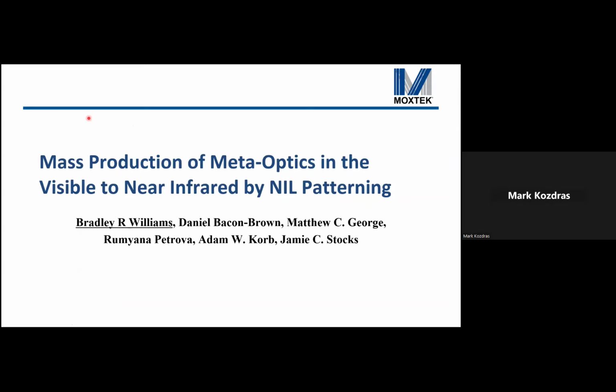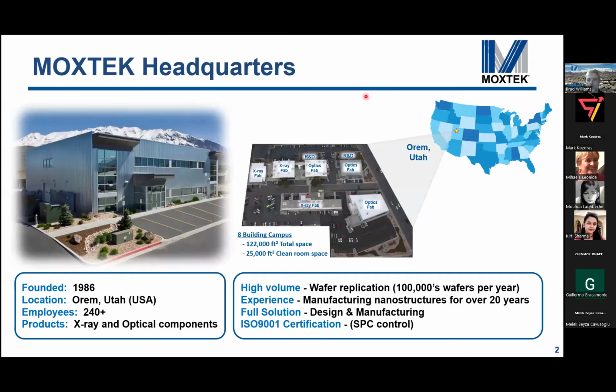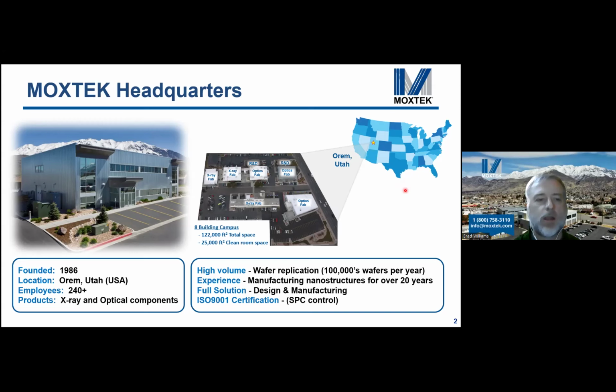What I'm going to talk about today is mass production of meta-optics in the visible and near infrared using NIL patterning. Start out with some background on Moxtek. We are headquartered in Orem, Utah. We have two main divisions, an X-ray division and an optics division. We're a high volume manufacturer. We manufacture many thousands of wafers per year. We have clean rooms where we manufacture. Our optics fabs are in these buildings with quite a lot of clean room space.